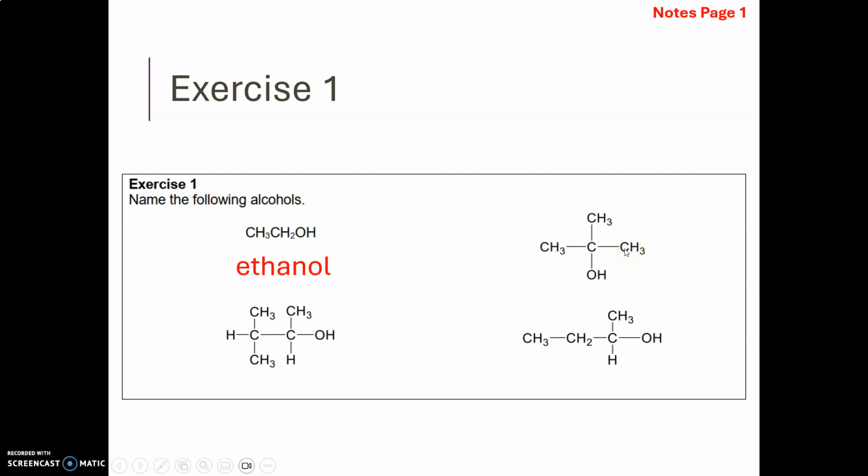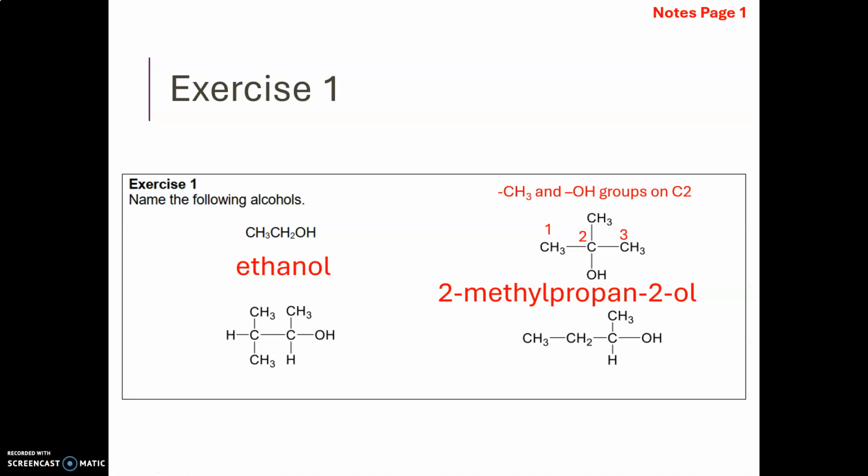Next, the next compound, the longest chain with the OH is 3 carbons. So it will be a derivative of propanol. There is a methyl group attached to the second carbon. The hydroxyl group is also attached to the second carbon. So this compound will be 2-methylpropan-2-ol. And the rest of the questions are left for you to try on your own.